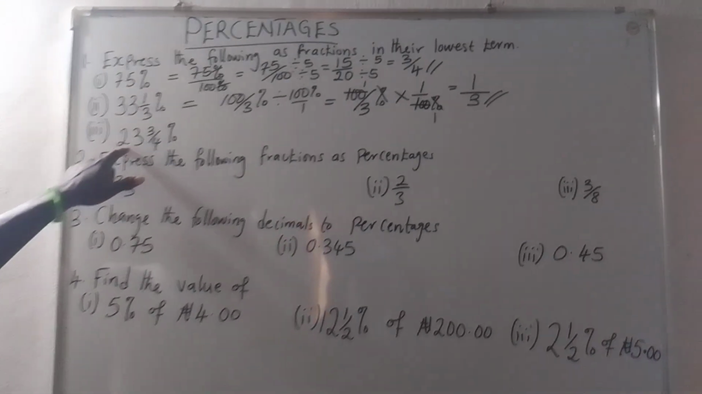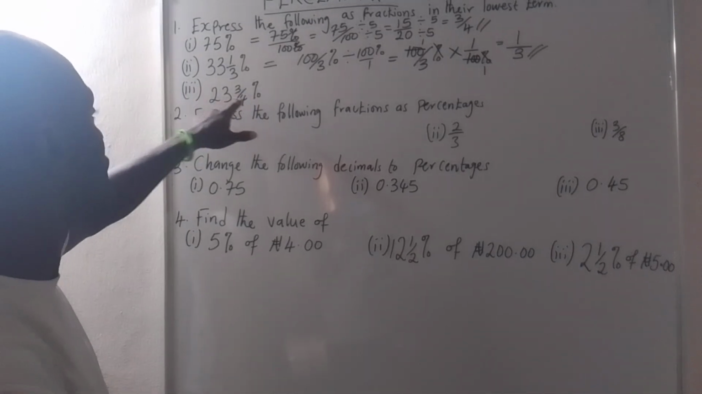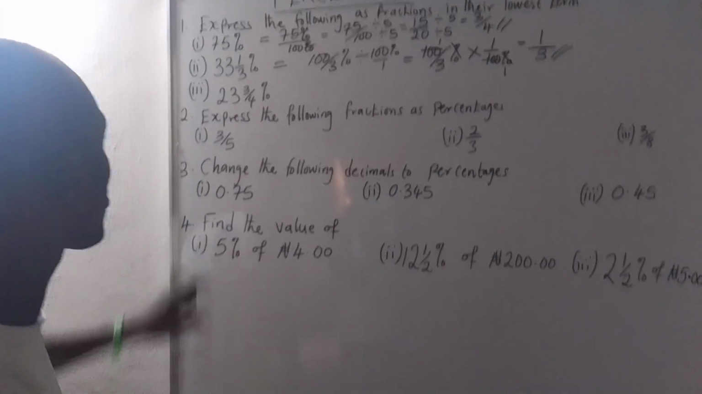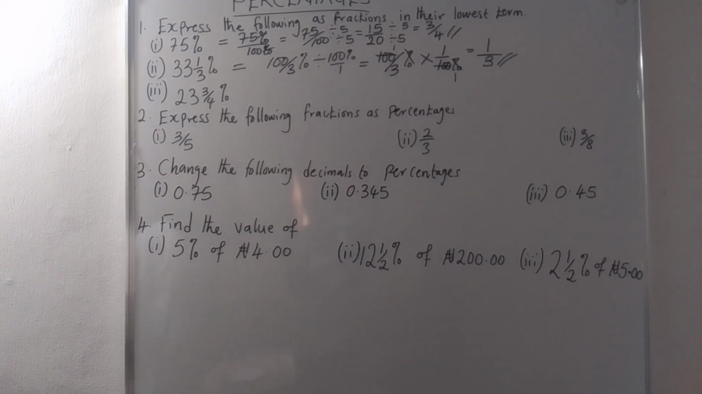We have 23 whole number, 3 over 4. My wonderful viewers should try number 3, the Roman figure 3, as their exercise. 23 whole number, 1 over 3. Let's look at the second part of the question.